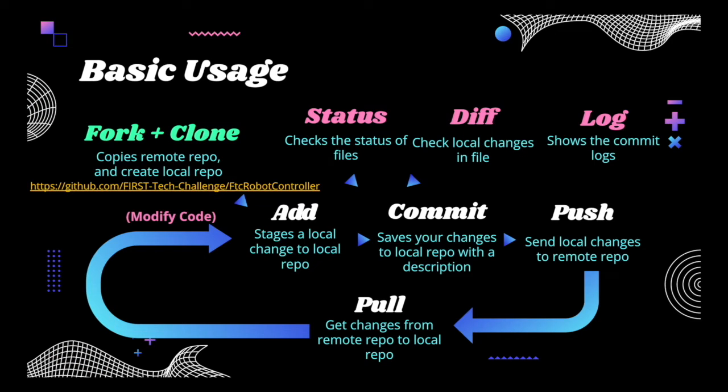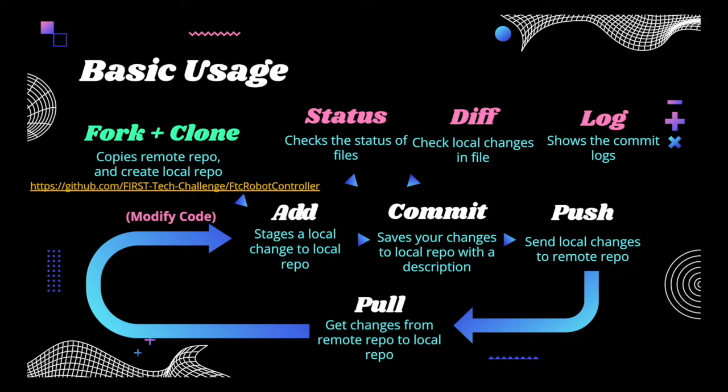This is a basic usage of version control. First, to set up, you'll need a repo to work on. You can create your own repo, but for FTC purposes, you only need to fork from the FTC SDK. The link is in yellow. This copies the SDK repo into a repository that you have full control to. Then you clone to copy that repository from the remote to your local computer. After that, you enter a cycle of adding features and fixing bugs.